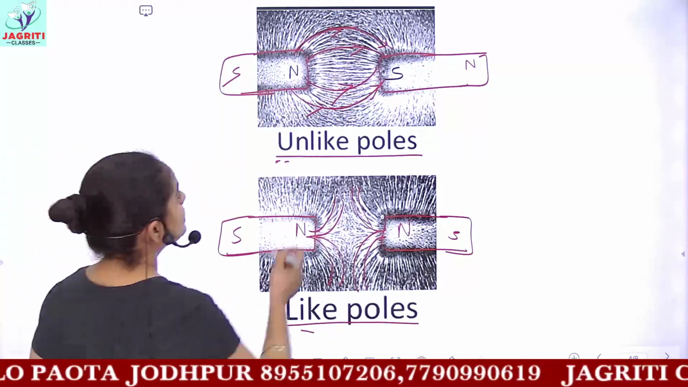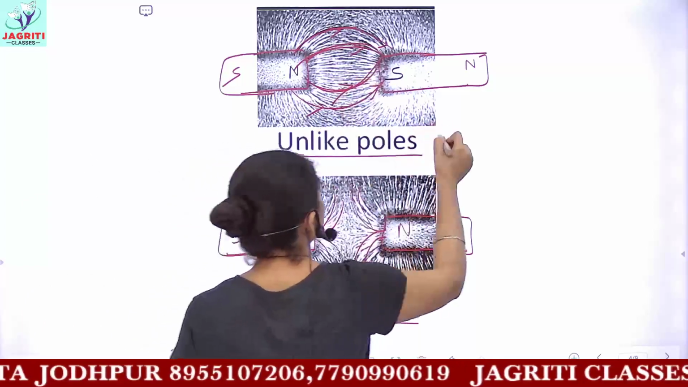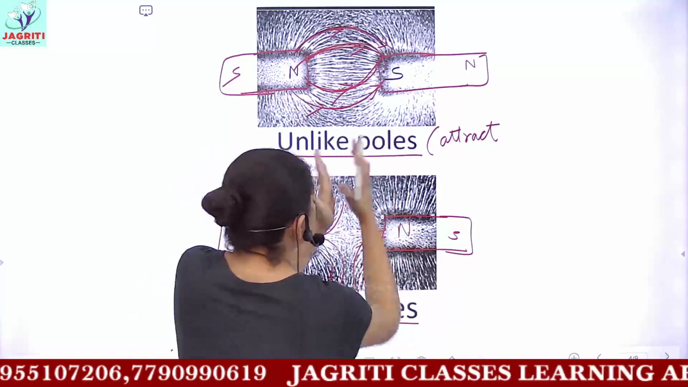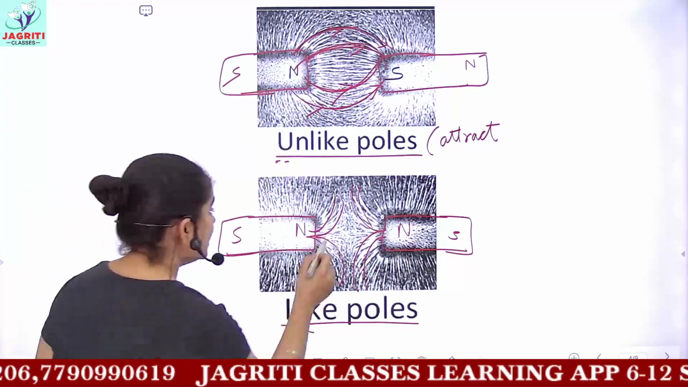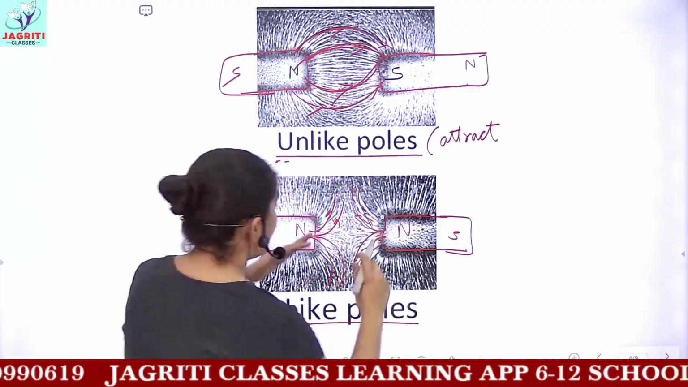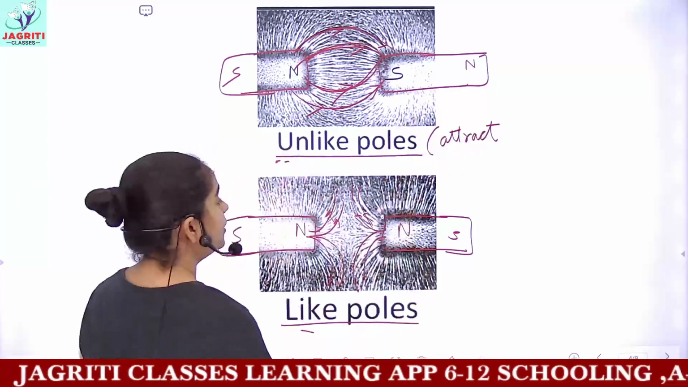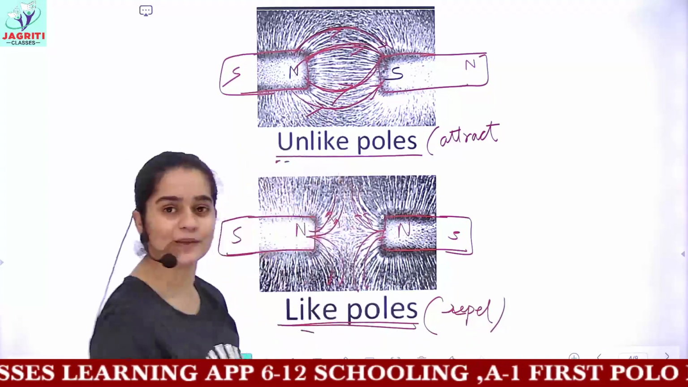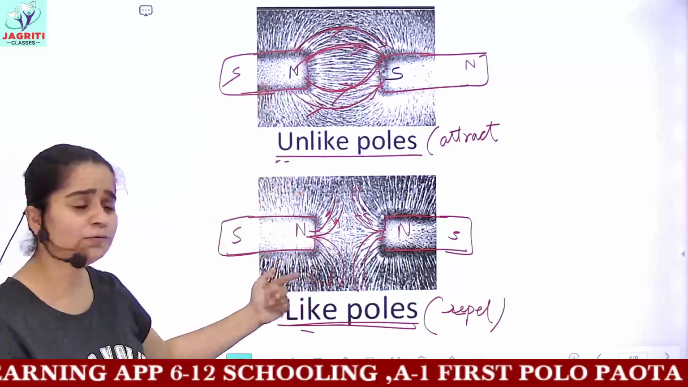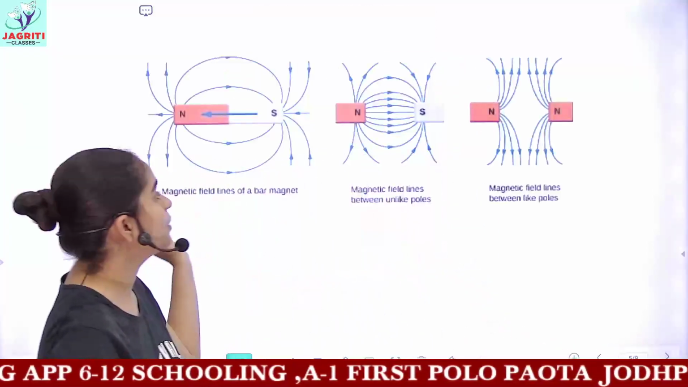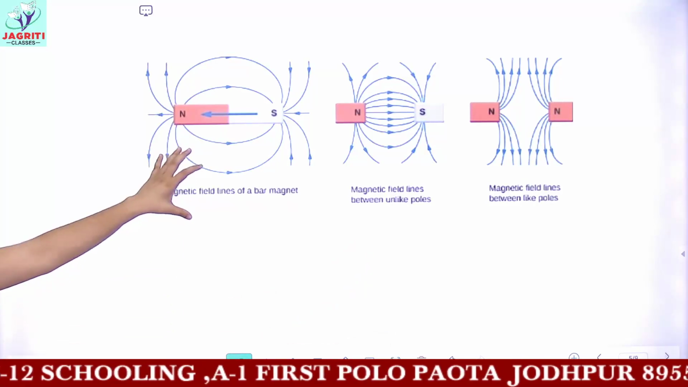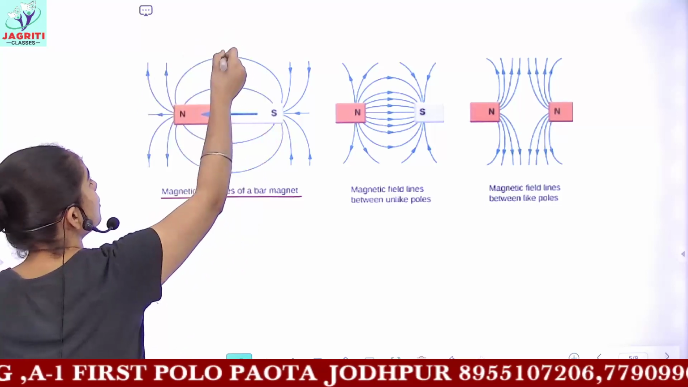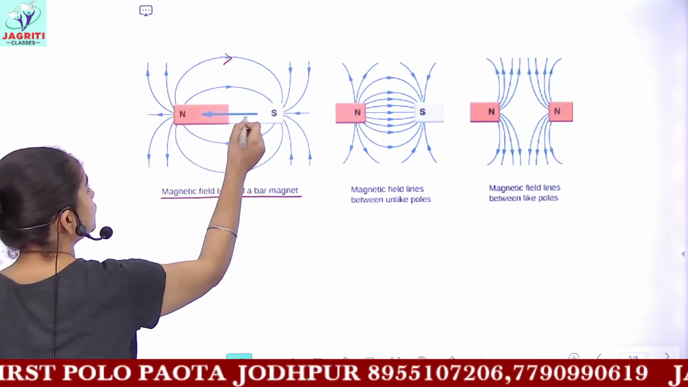So unlike poles, because of this concentric direction, attract each other, and for like poles, you can see the magnetic field lines are opposing one another. They are showing the strength of the magnetic field, and both these field lines are opposing each other. That means like poles also repel each other. Okay, this is an experimental figure, and you can have this as a figure, that when we are considering only one bar magnet, then the direction is from north to the south. Okay, and inside it is from the south to north.